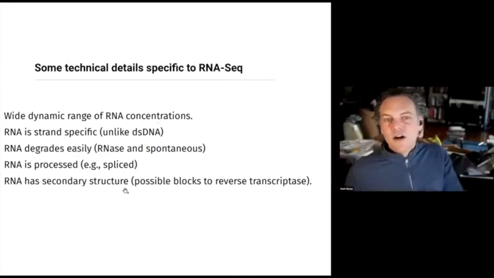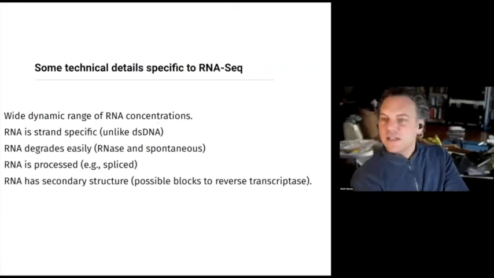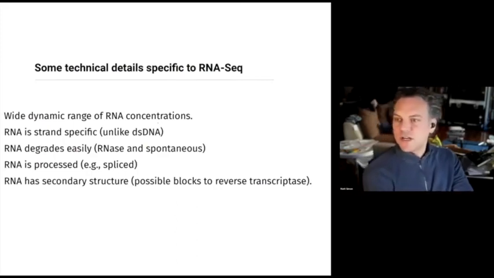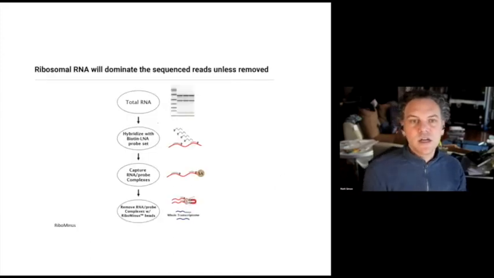And then finally, RNA, unlike double-stranded DNA, where the biophysical properties of different parts of the genome vary a bit but not very much, has hugely different properties because it can have secondary structure. And that can have practical considerations in molecular biology, such as you can block reverse transcriptase with elements such as G quadruplexes. So these are all things that you should be aware of that really distinguish RNA-seq.